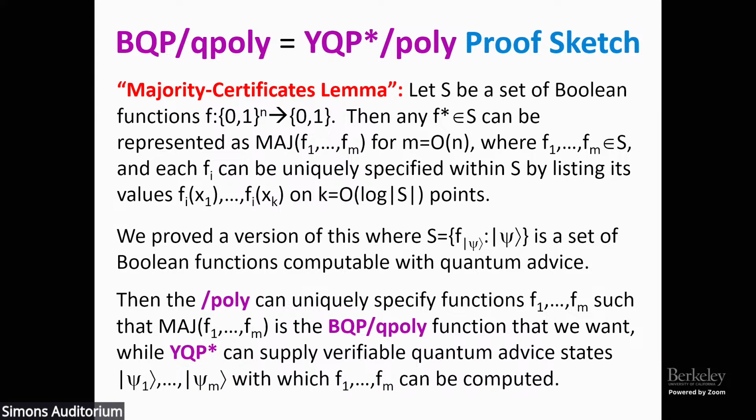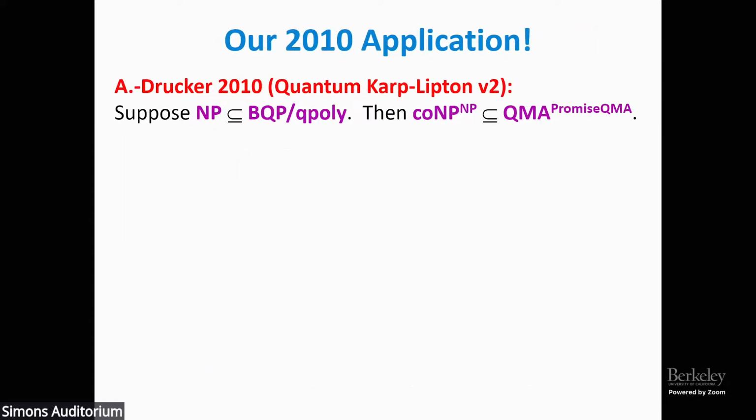Okay, so in this roundabout way, we give you a classical advice that tells you what quantum states to look for. If you see them and if they pass this test, then you can use them to compute f star. Okay, so now already in the 2010 paper, we realized that this YQP theorem could be used to prove a very interesting quantum Karp-Lipton theorem that we had no idea how to prove otherwise. Okay, so here's a result from our 2010 paper. I'll call it quantum Karp-Lipton version 2.